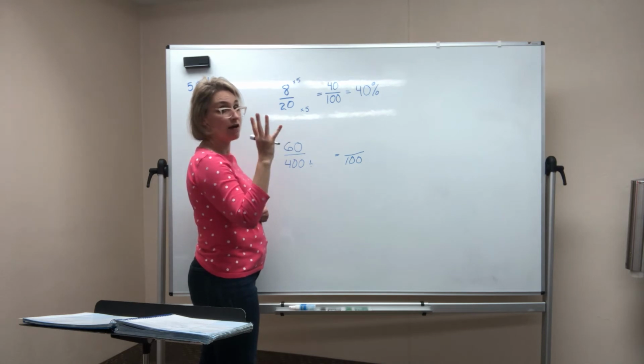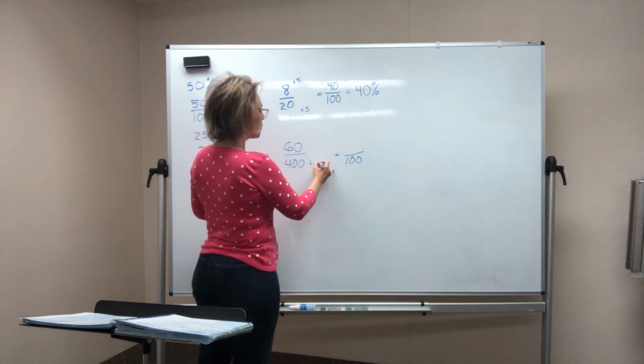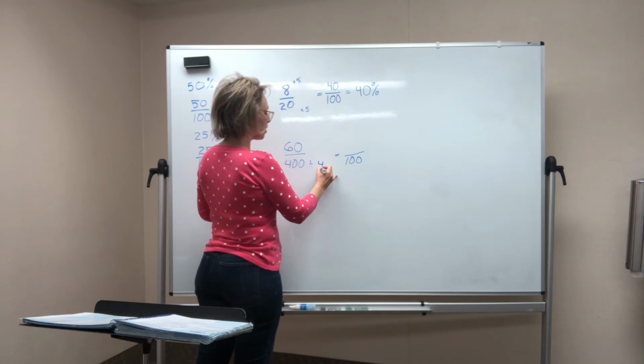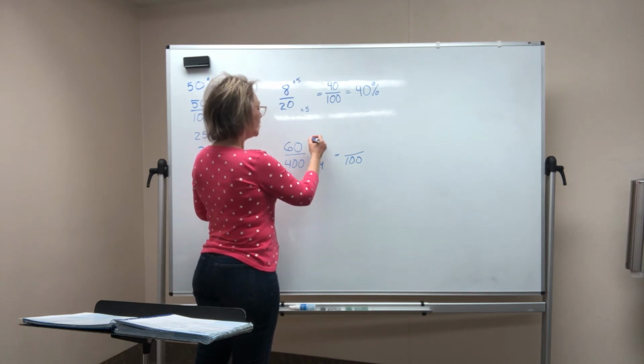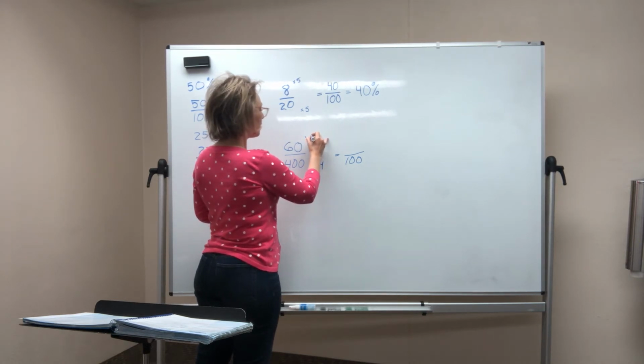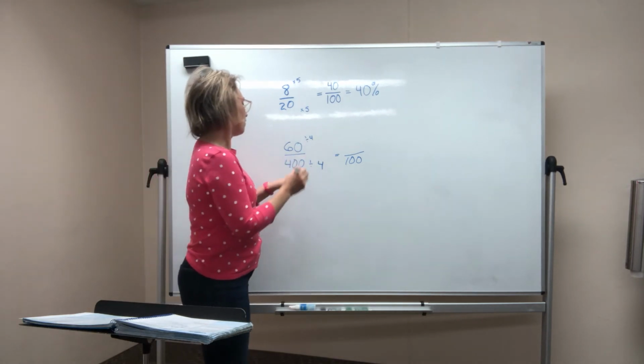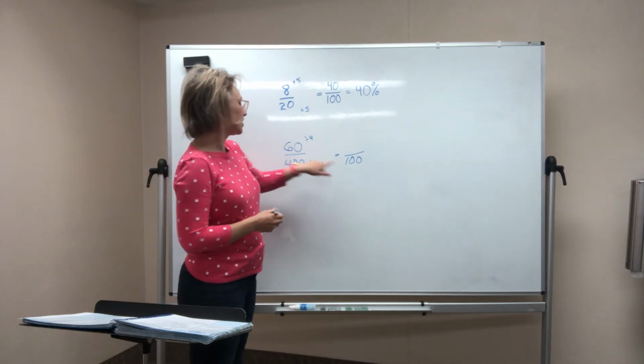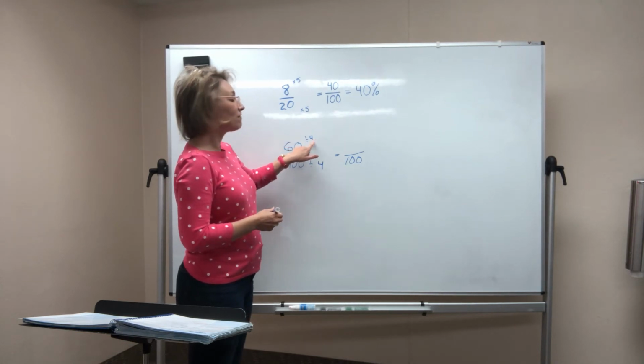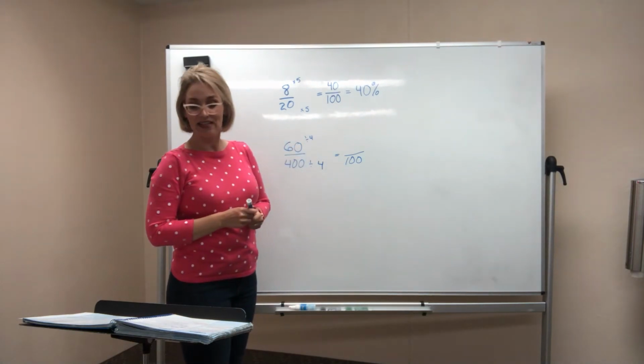Hopefully you said 4, okay? 400 divided by 4 equals 100. So let's do 60 divided by 4 on the top because we have to do the same thing to the top. 400 divided by 4 is 100. 60 divided by 4 is how much? What's 60 divided by 4?